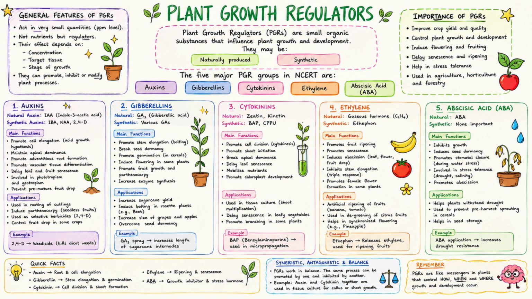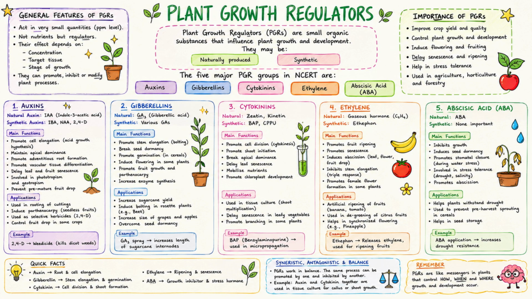The second group is gibberellins. Gibberellins mainly promote stem growth and increase the length of plant internodes. They are responsible for a process called bolting in which the stem of certain plants grows rapidly before flowering. Gibberellins also help in seed germination and can help break seed dormancy.